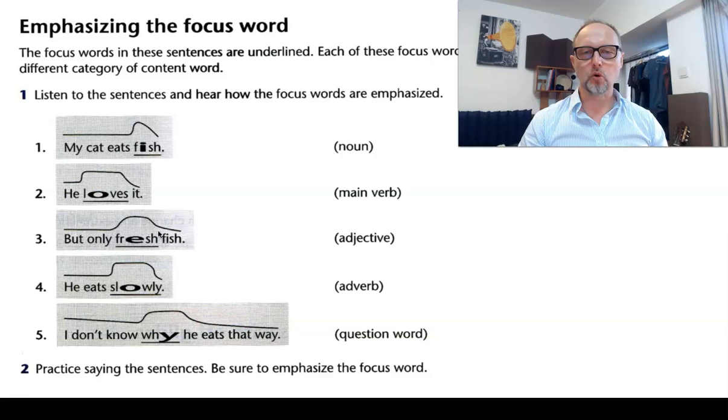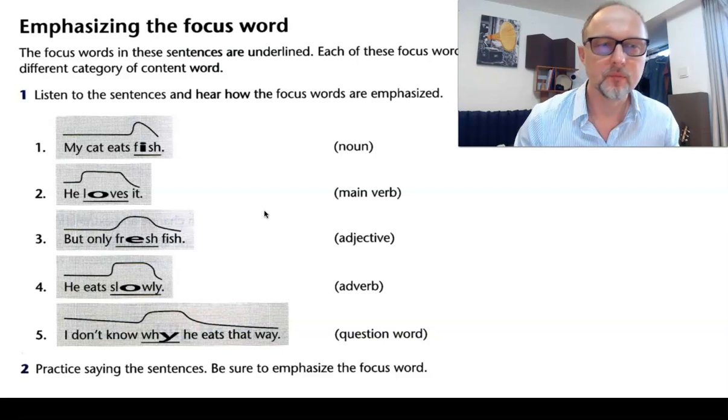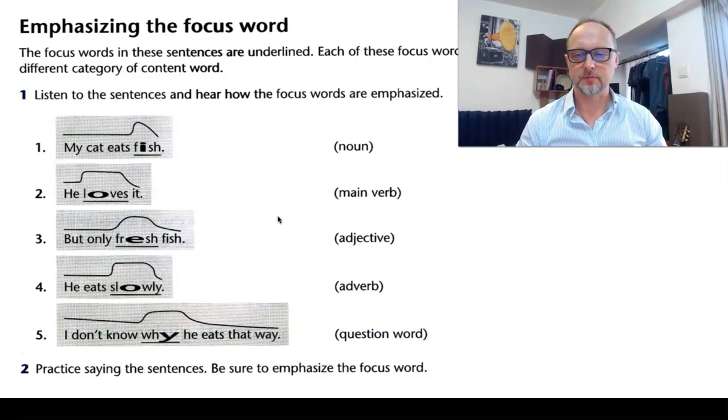So in this little story, let's practice that. You can repeat after me, and you can see the part of speech: noun, main verb, adjective, adverb, question word. So let's practice that. Repeat after me. My cat eats fish. He loves it, but only fresh fish. He eats slowly. I don't know why he eats that way. Okay, fantastic.